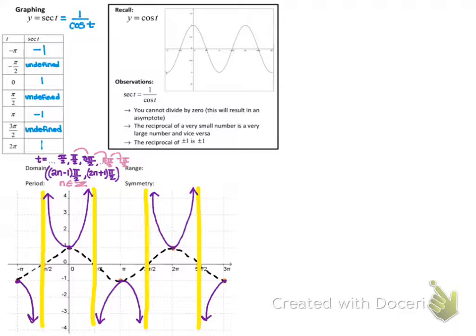Okay, all right, so my range is going to be the same. We're going to have it from negative infinity, all the way up to negative 1. We include negative 1, but then we have a gap in between negative 1 and positive 1, and then it goes from positive 1 to positive infinity.